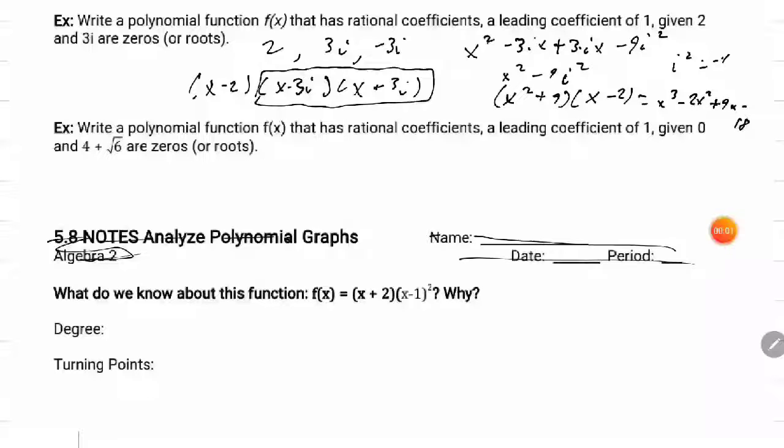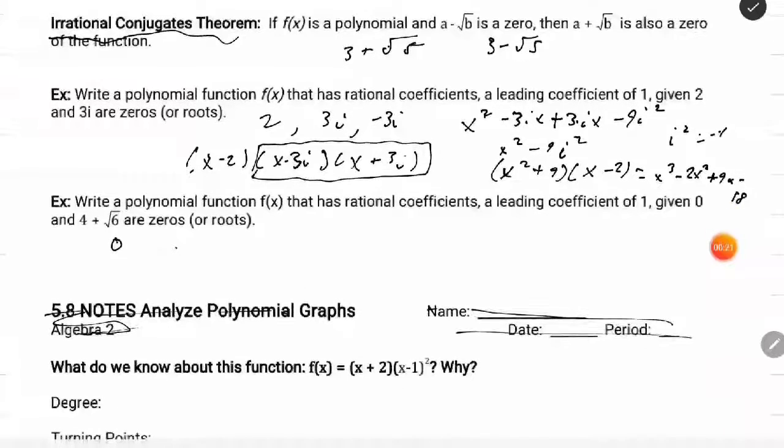Alright, one last example. Write a polynomial function that has rational coefficients, a leading coefficient of 1, given 0 and 4 plus square root of 6 are roots. So we have 0, and then because of our rational conjugates theorem, we have 4 plus square root of 6 and 4 minus square root of 6. Those are my 3 roots.